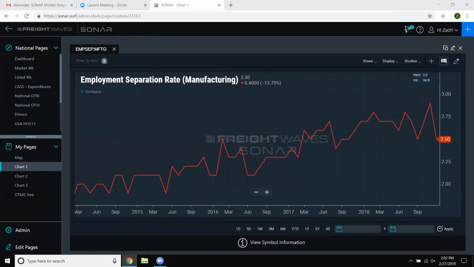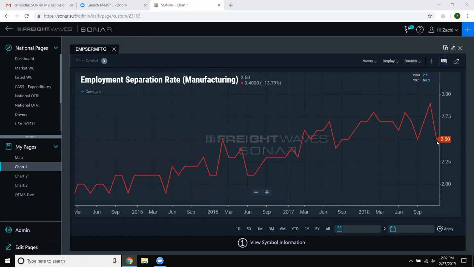What the separation rate is, effectively, is the voluntary and involuntary departures from companies, based on the percent of the average size of their workforce. So 2.5% of the average population size at any given business is exiting the workforce over a given month, is what that means.